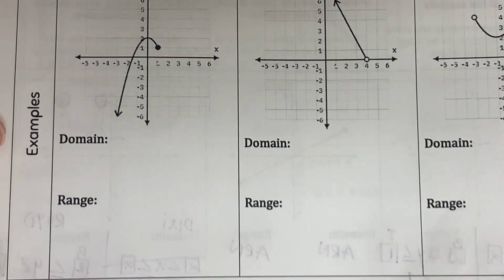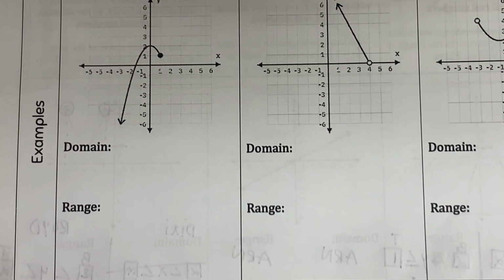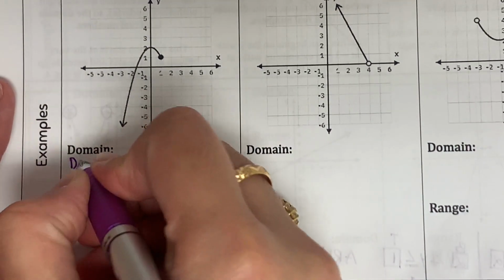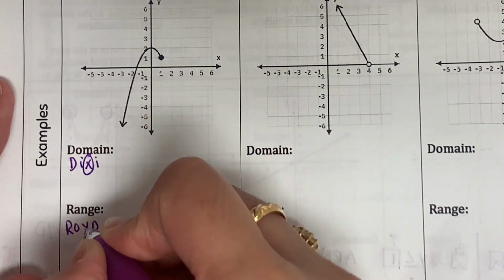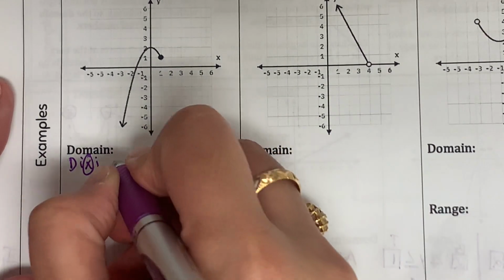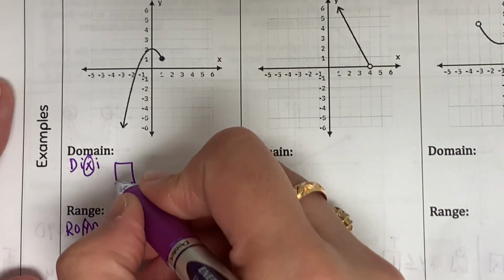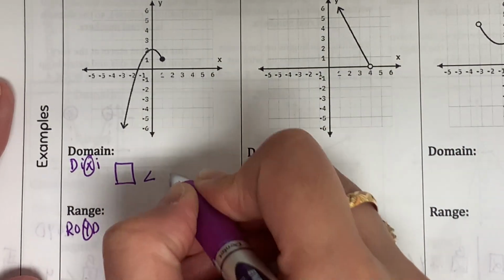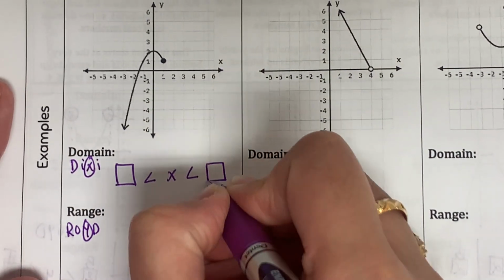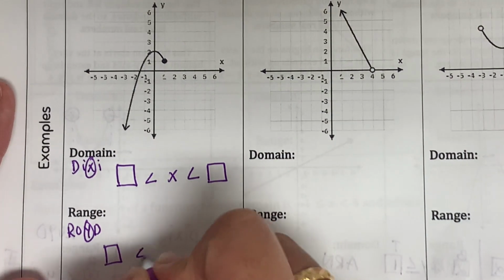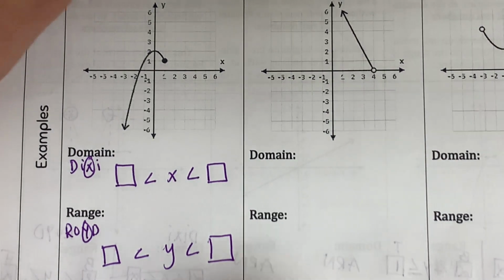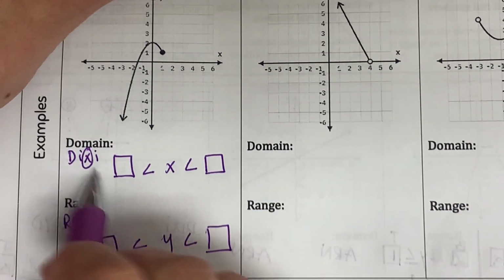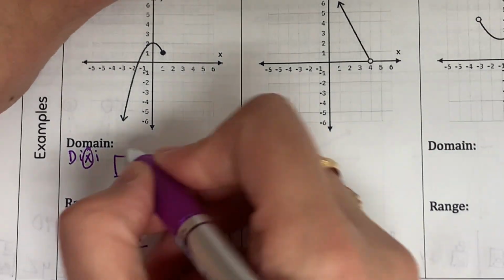I'm gonna help you with writing the domain and the range over here, just like we did it in the past. So domain, your keyword is Dixie. Range, your keyword is Roid. So we are talking about x for the domain. Put your notation, it's a continuous function. So box, angle, x, angle, box. Same for the y. I have my format, I have my notation. Now fill in the numbers.